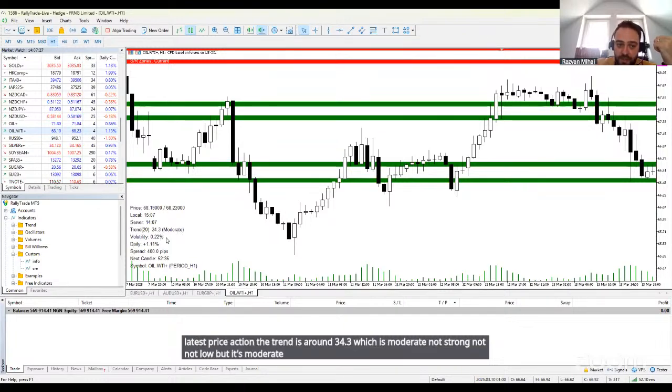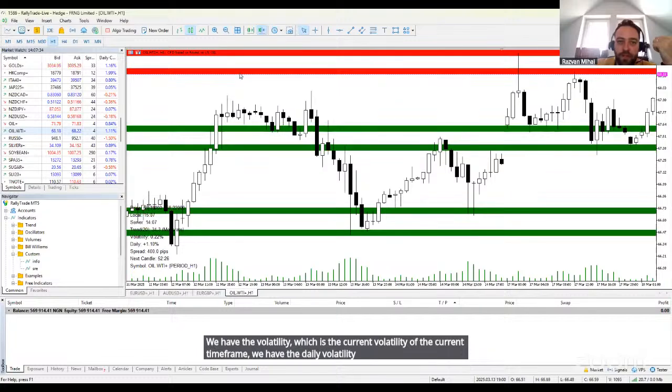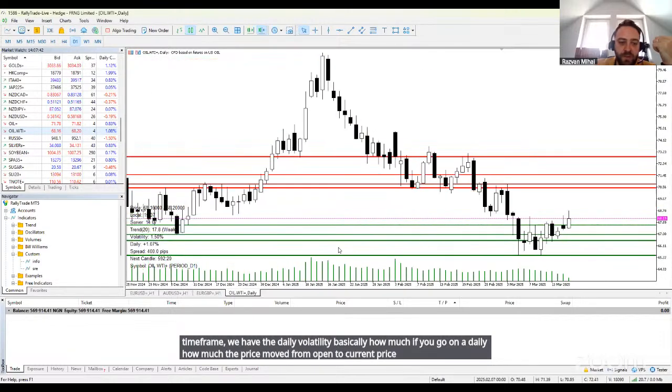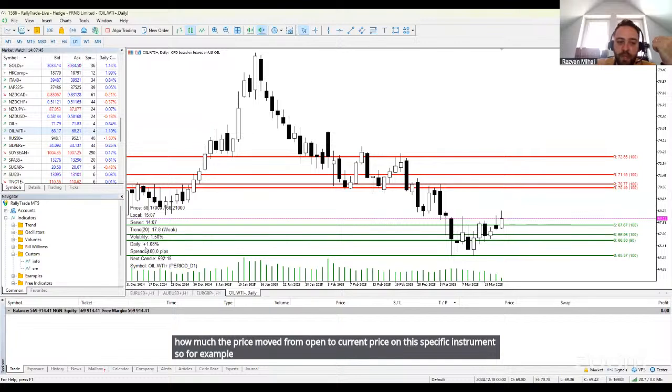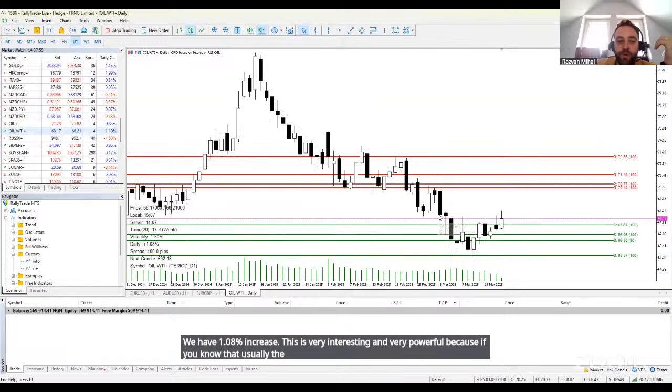We have the volatility, which is the current volatility of the current time frame. We have the daily volatility, basically how much, if you would go on a daily chart, how much the price moved from open to current price on this specific instrument. So for example, on oil WTI, we have a 1.08% increase. This is very interesting and very powerful, because if you know that usually the WTI trades around 1.6% max average, you would not expect it to go to 3%.